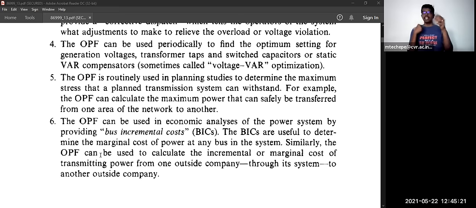Marginal cost means, as I said in the restructured power system, 2 or 3 generation companies are giving bids. The first company says, I can produce the power for only 4 rupees. The second company says, I can produce the power for 3 rupees 50 paise. The third company says, I can produce the power for 3 rupees.